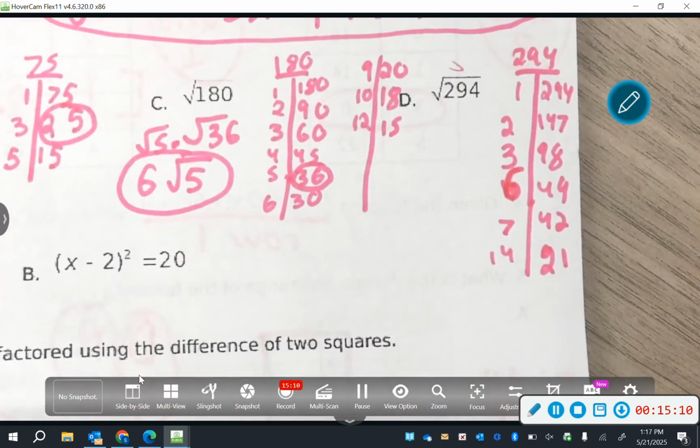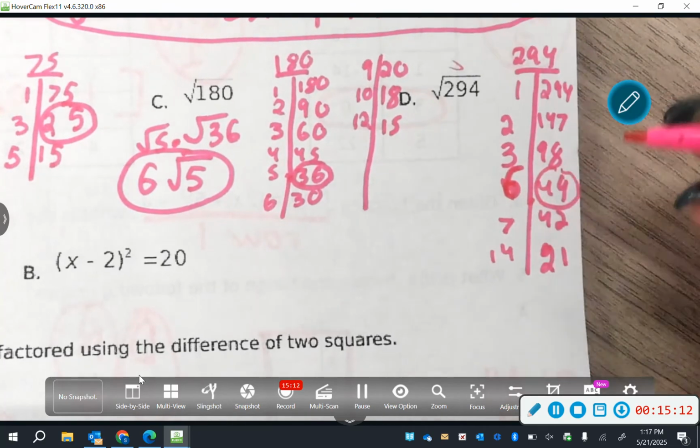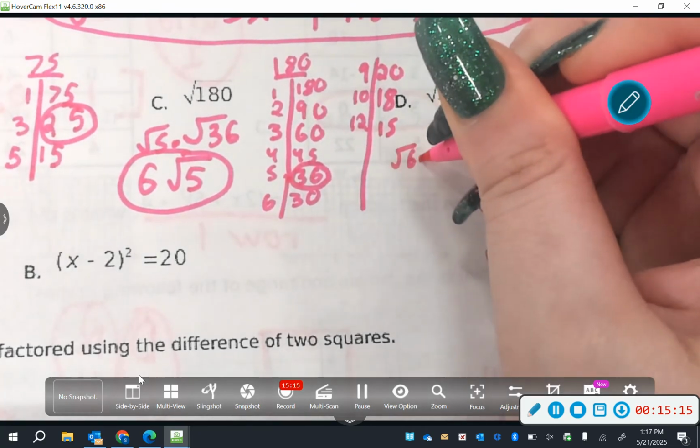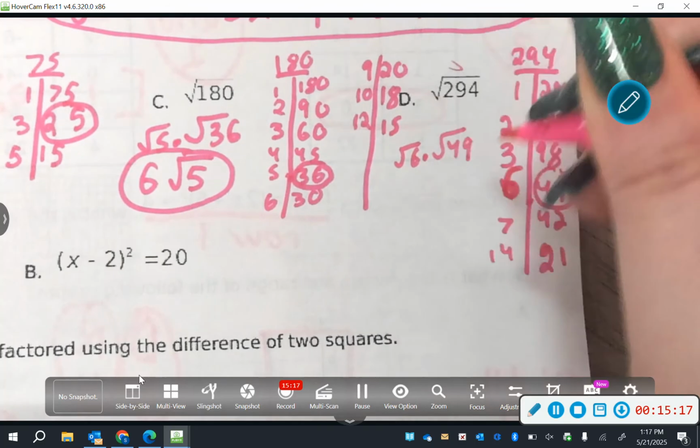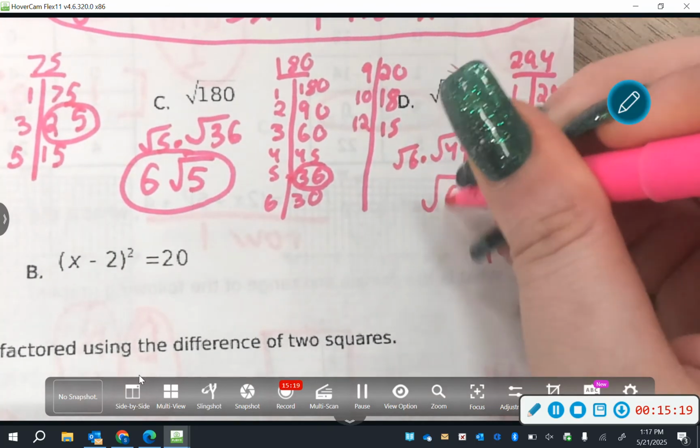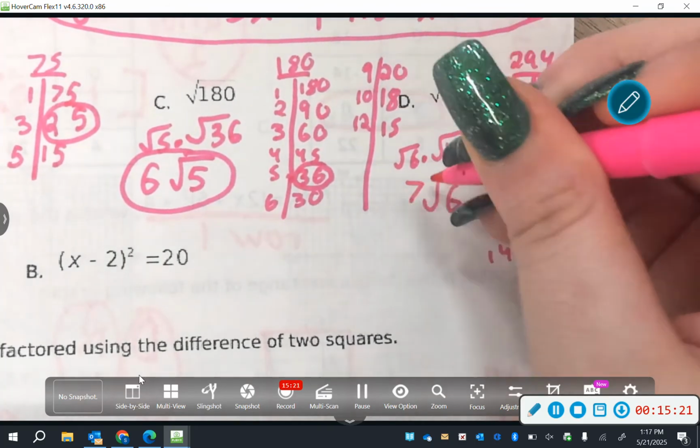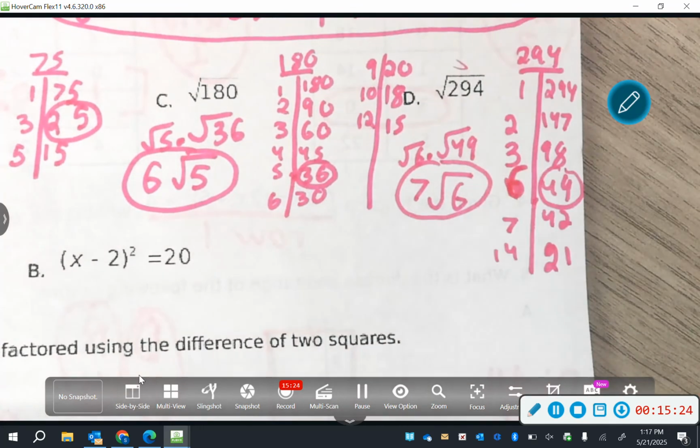So if I'm looking here, our biggest perfect square is 49. So this is going to be the square root of 6 times the square root of 49. The square root of 6 would give us a decimal, so I leave it alone. The square root of 49 is 7.